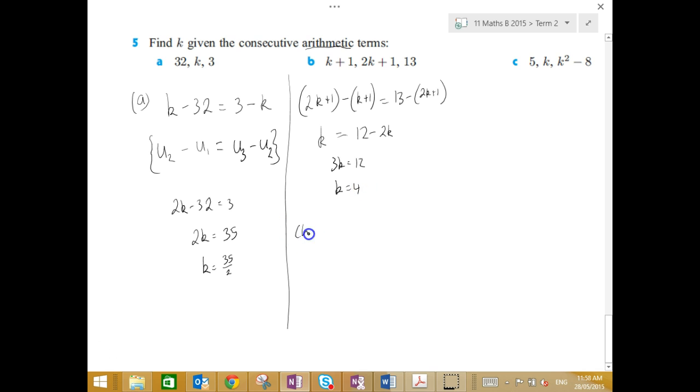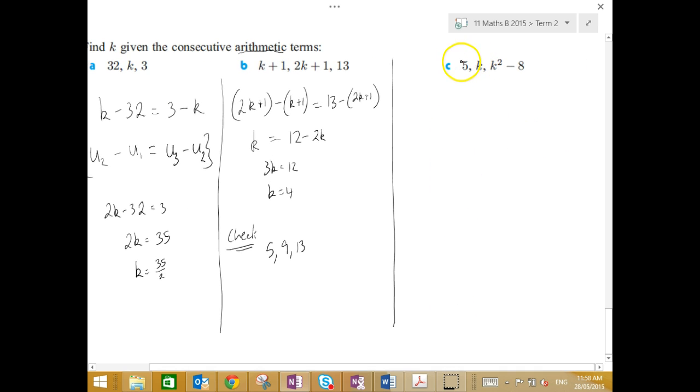It's always nice that you've got time to check it. If you're in an exam, it's great communication, they'll love it. But maybe just go back and do that after you've finished. What would it be? 4 plus 1 would be 5. 8 plus 1 would be 9. And 13. Yeah, that's an arithmetic sequence. That's good.